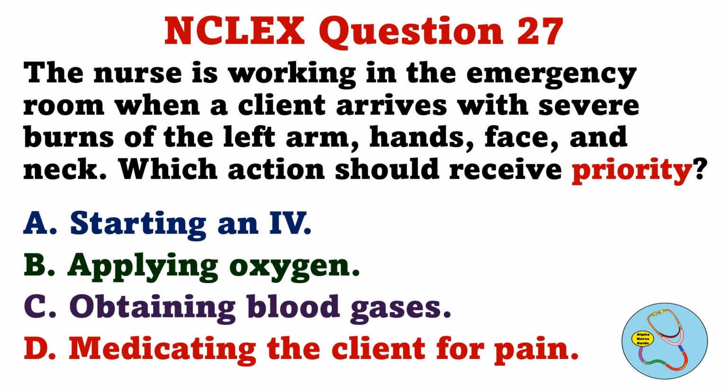The nurse is working in the emergency room when a client arrives with severe burns of the left arm, hands, face, and neck. Which action should receive priority? A. Starting an IV. B. Applying oxygen. C. Obtaining blood gases. D. Medicating the client for pain.